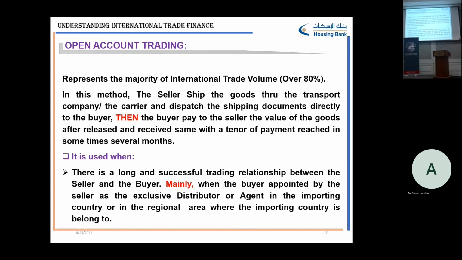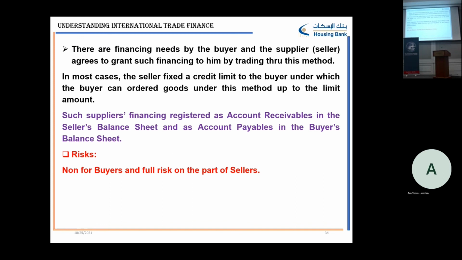So it is used when there is a long and successful trading relationship between seller and buyer, and mainly when the buyer is appointed by the seller as the exclusive distributor or agent in the importing country or in the regional area to which the importing country belongs. There are also financing needs by the buyer. As you know, the majority of buyers need financing. If they cannot take financing from their banks, they switch to the supplier: please, supplier, give me some financing. How can I do that? By giving him open account trading.